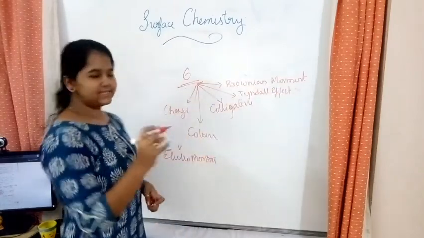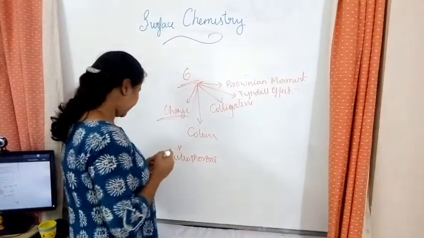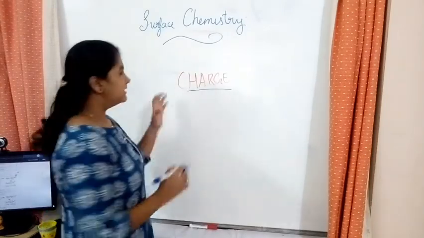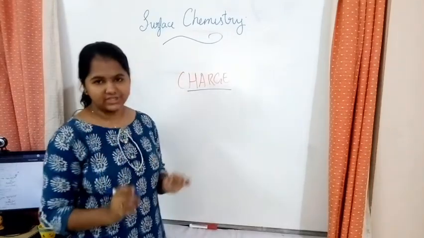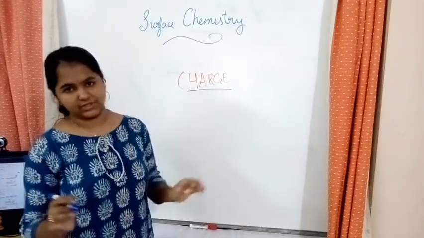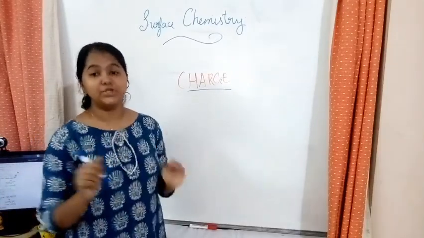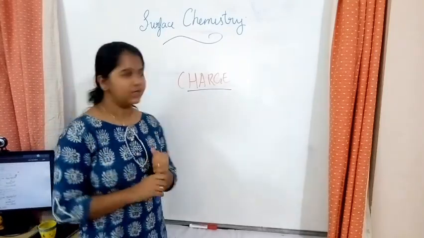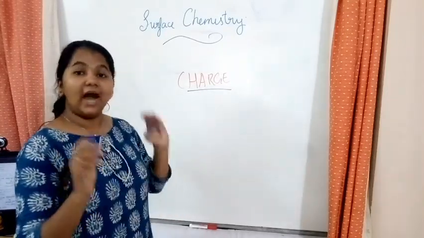So we will first discuss the charge. Let's discuss the charge in detail. Charge on a colloid: a colloid has electrical charges, positive and negative, because of preferential adsorption or selective adsorption. In peptization we learned about it. So how does this happen?